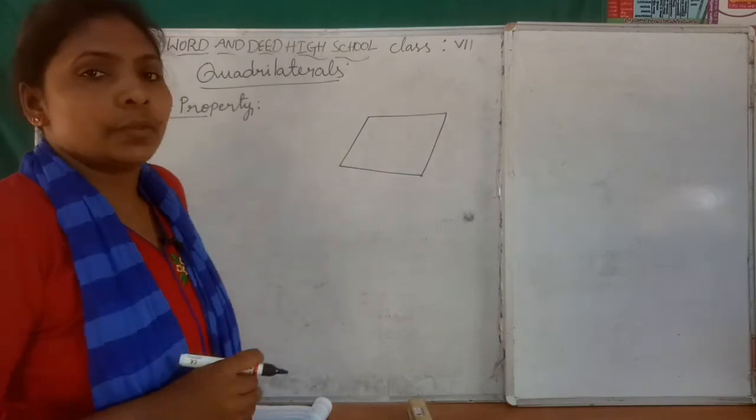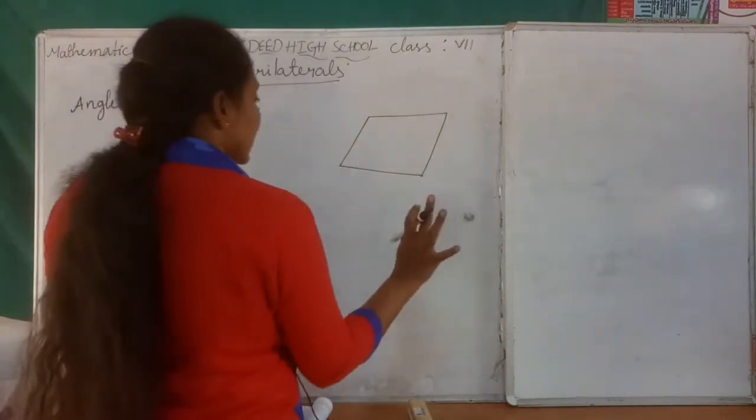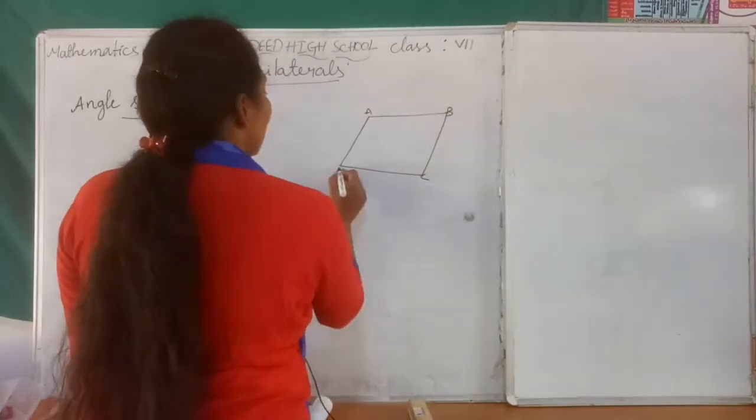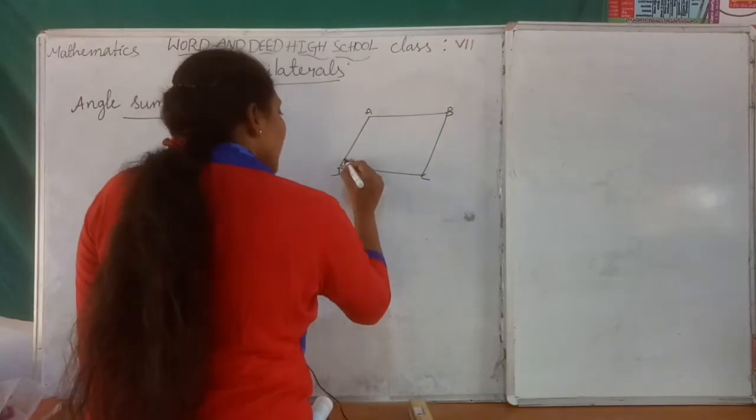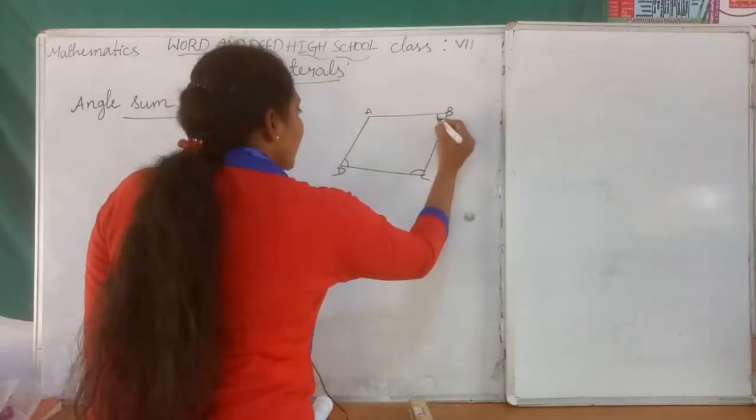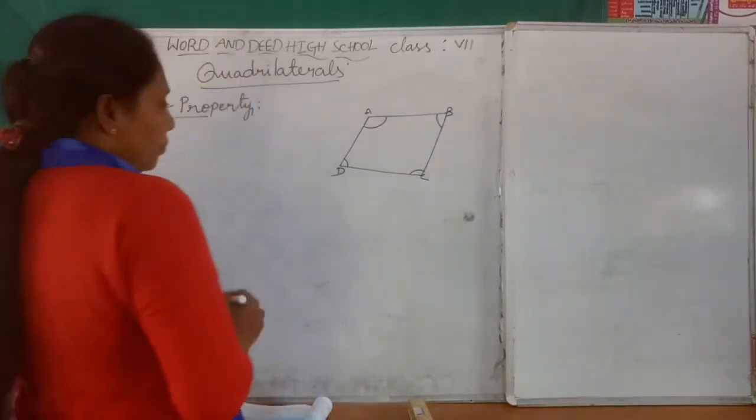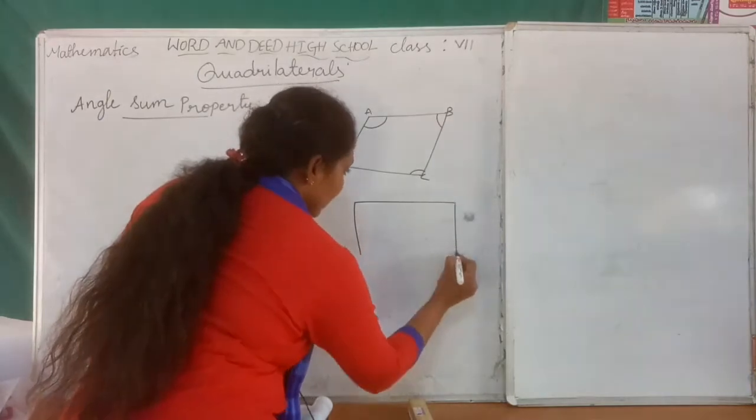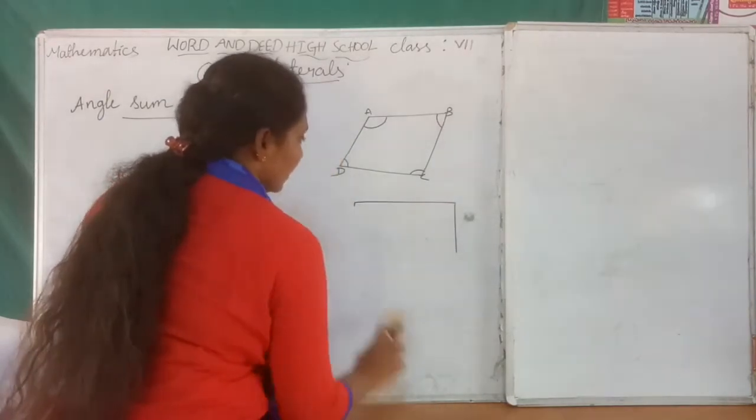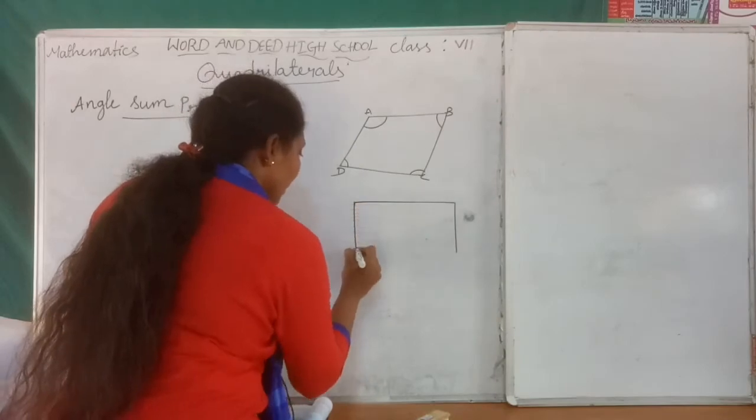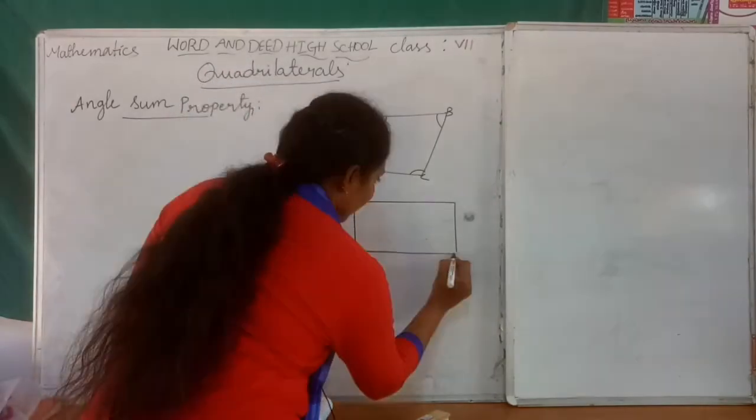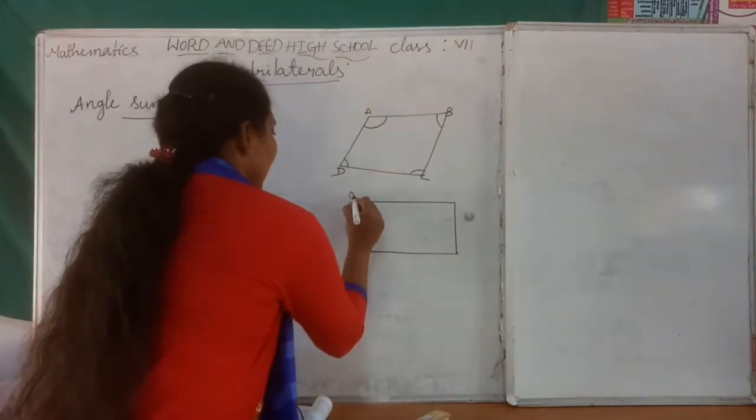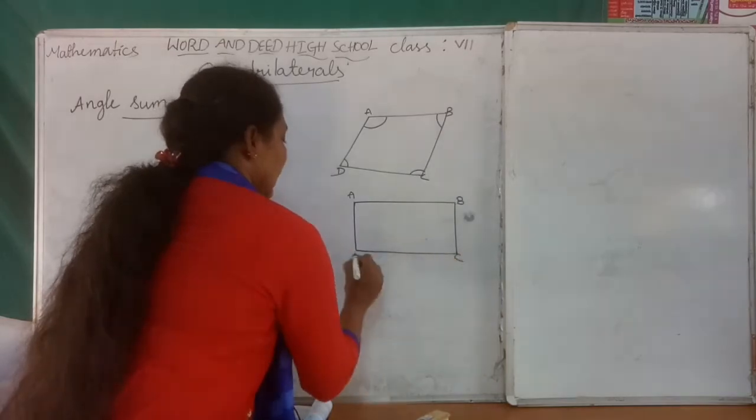Suppose, is it a quadrilateral? Yes, 4 sides, 4 angles, 4 vertices we have. Yes, it is a quadrilateral. Good. So A, B, C, D. Okay. So 4 angles we have. Before that, I will explain this one, children. Just listen. It is a rectangle. A, B, C, D.